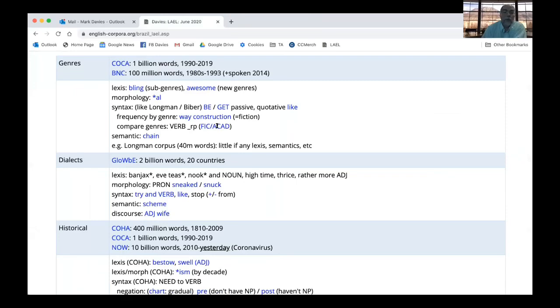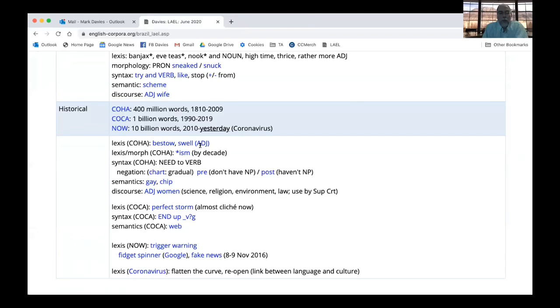Okay, so a little bit there on genres, a little bit there on dialectal variation. Now what I want to do is spend the next 15, 20 minutes or so talking about historical variation. As I mentioned, I was trained as a historical linguist many years ago, working with Spanish and Portuguese, then I've moved into English. So I'm really interested in historical change.